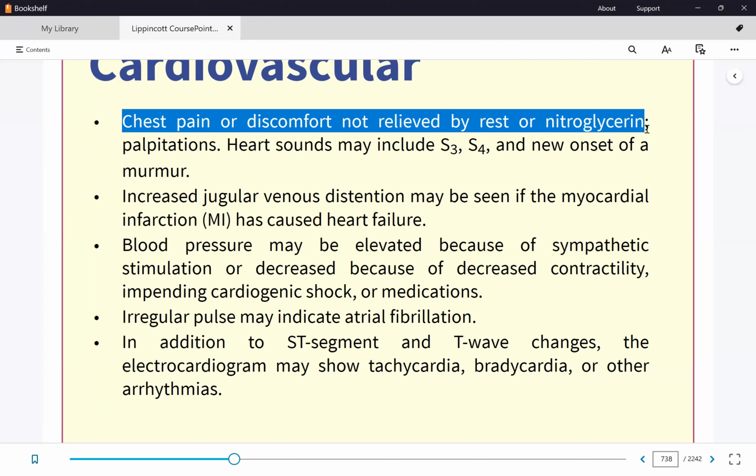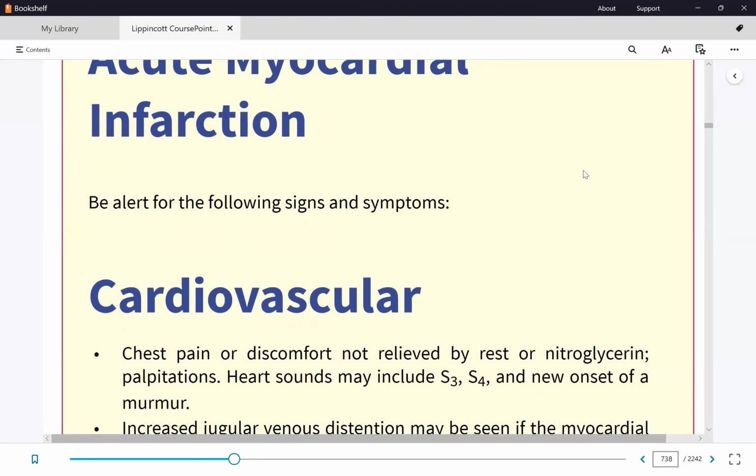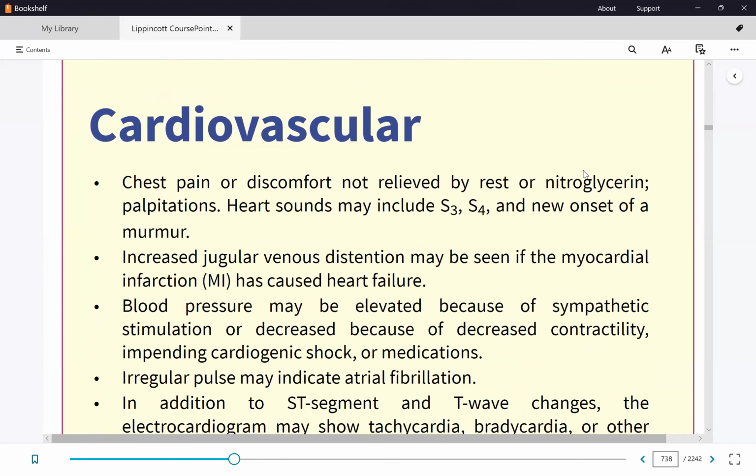Is it angina? No, it's no longer. It could still be angina, but do you want to take the risk? No, because this is the manifestation or characteristic of acute coronary syndrome.